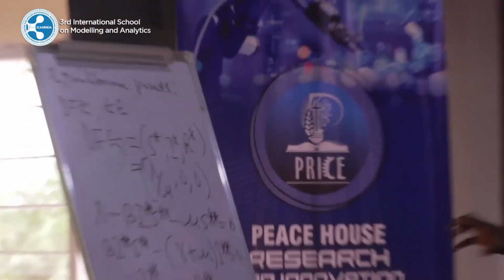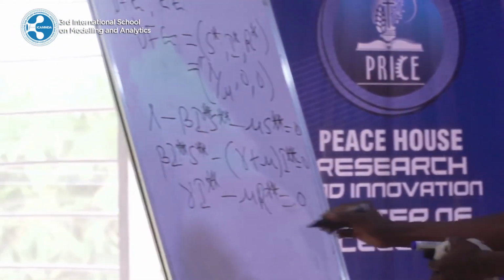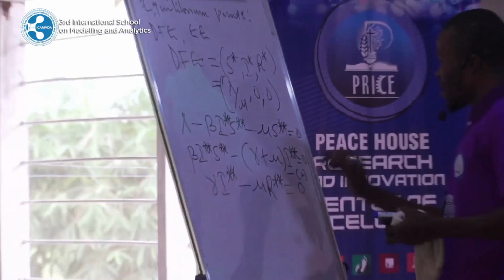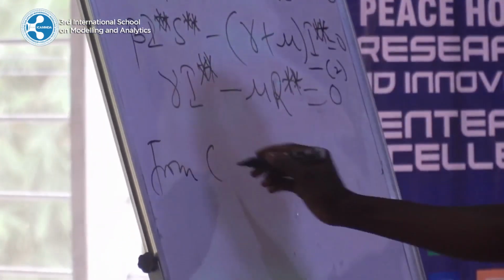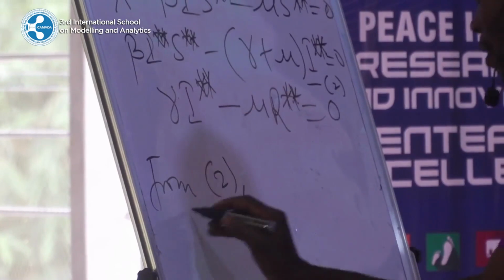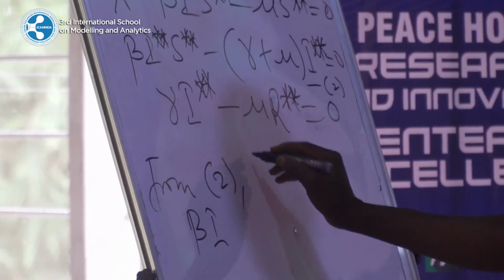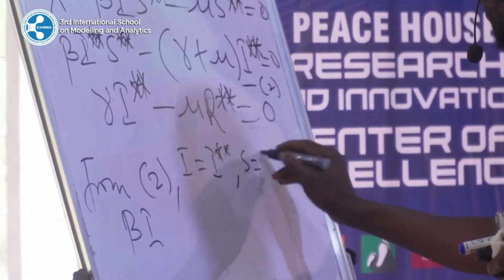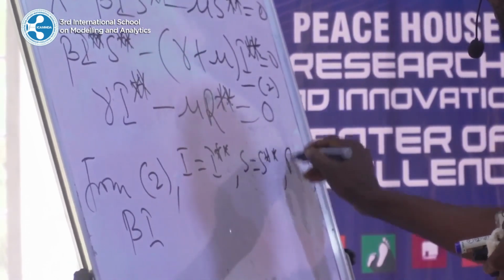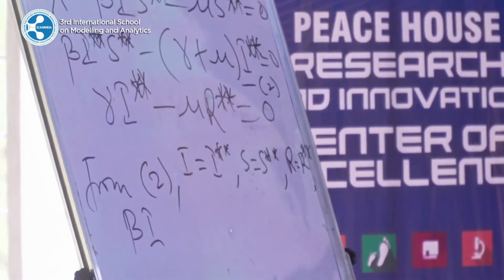We will see how we do that. If you look at this, we are looking for the solution for S, I, and R. So it is very convenient for me to start from the second equation of this system. From the second equation, permit me to retain I as I star, S as S star star, and R as R star star, just for simplicity.